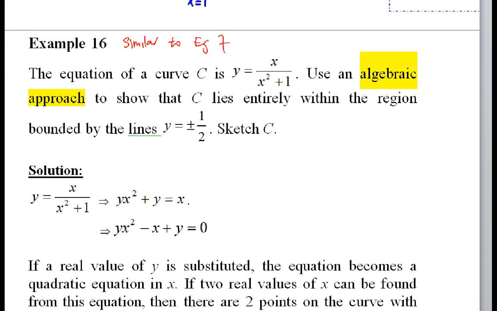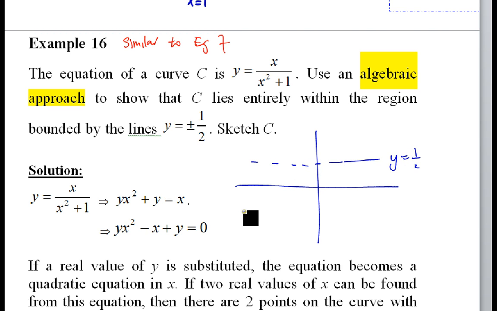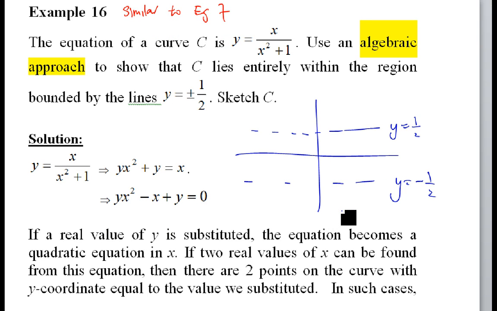Use an algebraic approach to show that C lies entirely within the region bounded by the lines. Okay, algebraic approach. I'm going to do this. y equals half, y equals negative half. What you want to show is the graph of C, no matter how it looks, only exists here. It doesn't exist here. Am I right to say that? That's what you want to show.